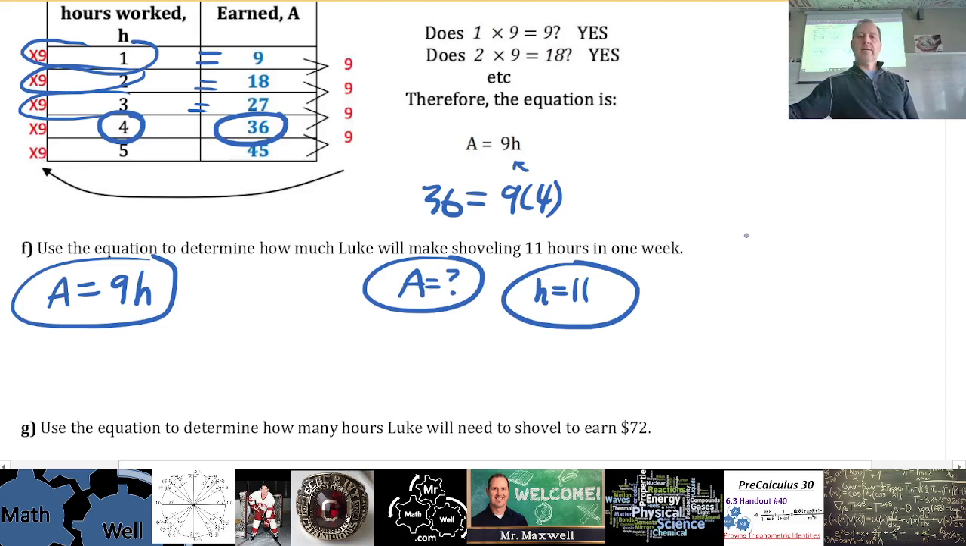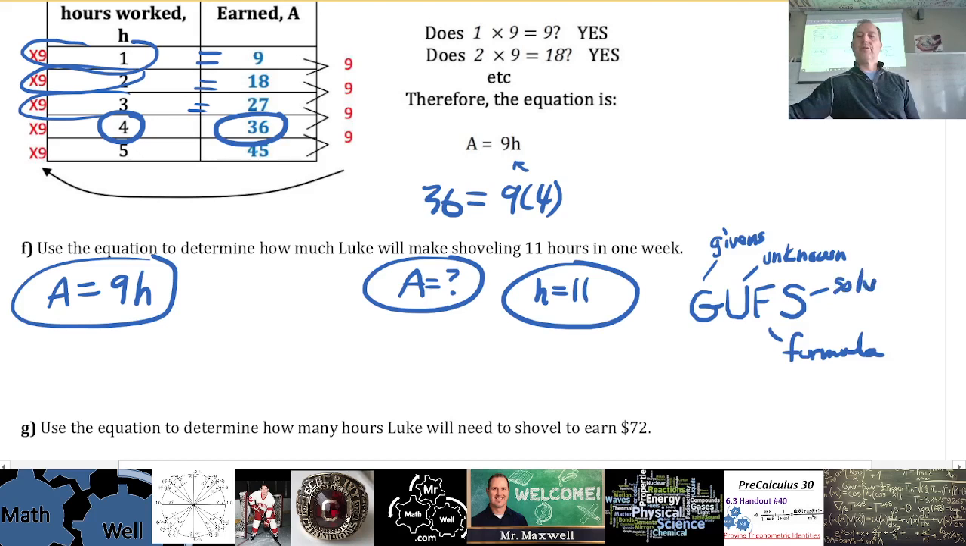Okay, and you can think about this too, GUFS. I'm not sure if some of the other teachers in the school have taught you about GUFS. It's a good one to remember. Write down your givens right here, givens. Write down your unknowns, or your unknown. Usually there's just one. And then F is formula. And then S would be your solution, or now it's time to solve.